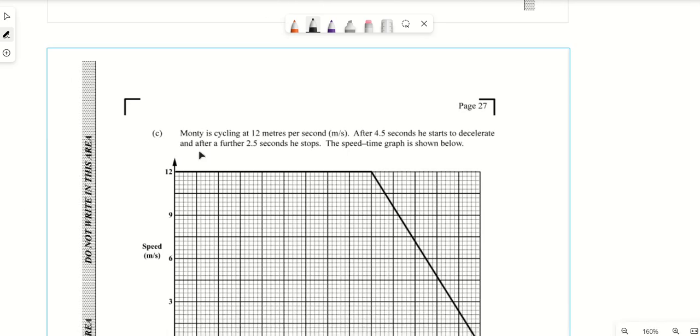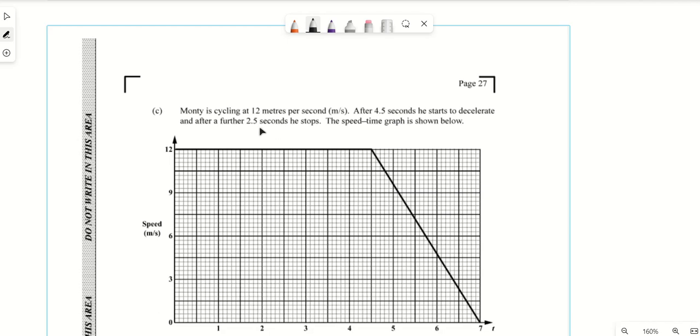I'm going to do part C. Monty is cycling at 12 meters per second. That's meters and that's slash s. After 4.5 seconds, he starts to decelerate. And after a further 2.5 seconds, he stops. The speed time graph is shown below.